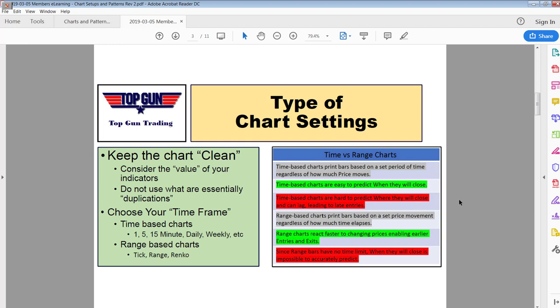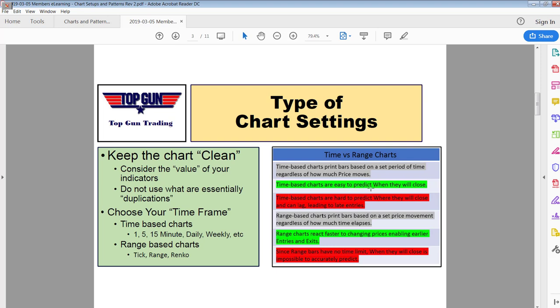All right, choose your time frame. I got a little ahead of myself there. And I say time frame in quotes: you could use time-based charts, things like the 1-minute, 3-minute, 5-minute, 15-minute, daily, and weekly charts. Or you can do range-based charts, which are things like the tick, the range, and the Renko. Renko and tick are two of my favorite range charts. I've got a little description over here of what they are.